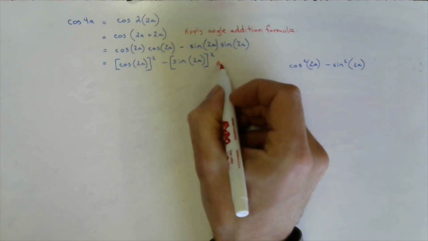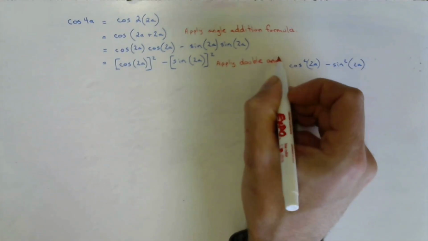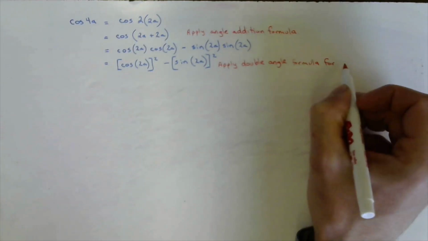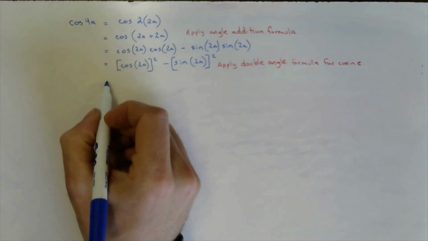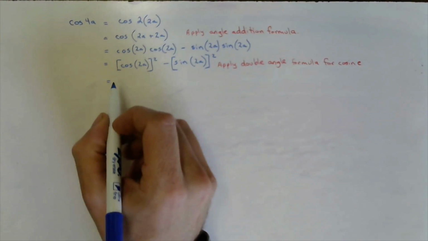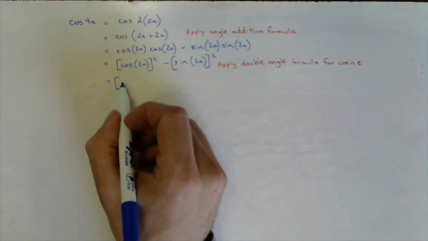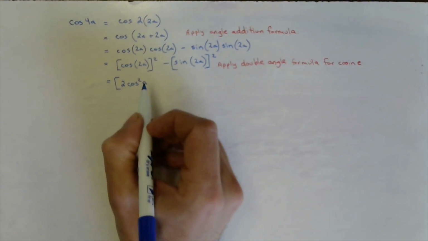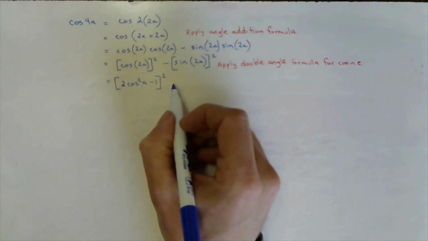So from here, we're going to apply the double angle formula for cosine, where now a is the angle being doubled. So inside this bracket, which is still going to get squared once we keep on simplifying it, the cosine of 2a becomes 2 times the square of the cosine of a minus 1, and that's still squared. That's just inside the bracket.